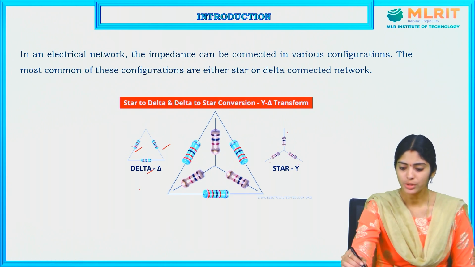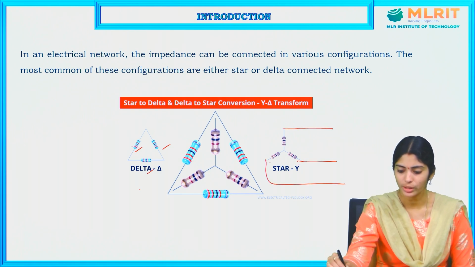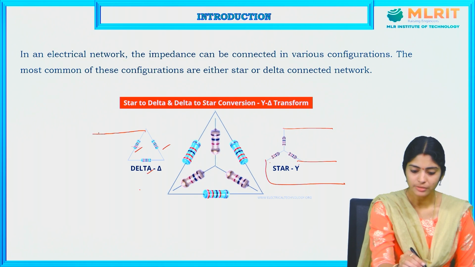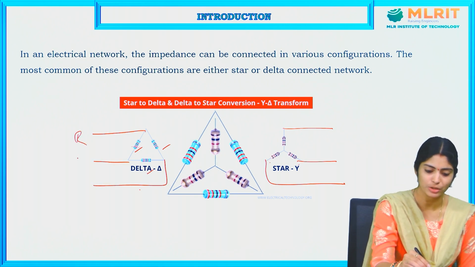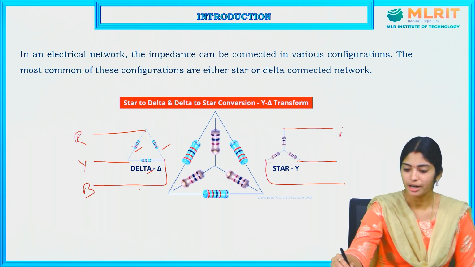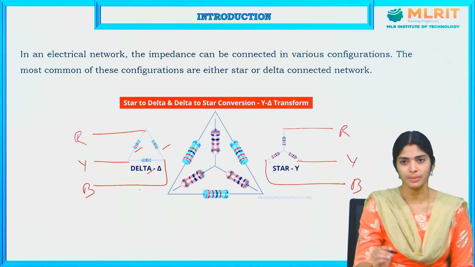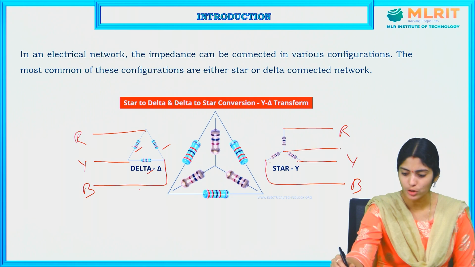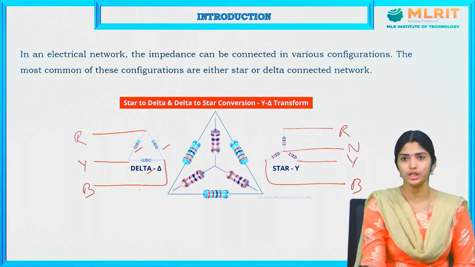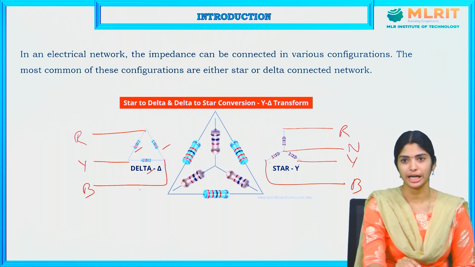Here, this is one line, this is one line, this is one line. All these lines represent the phases: R phase, Y phase, B phase. Likewise, each phase will be connected in this manner. But the thing is that if we connect these phases in star, then a neutral point will also exist here. If we connect in delta, there is no possibility of connecting the neutral here.